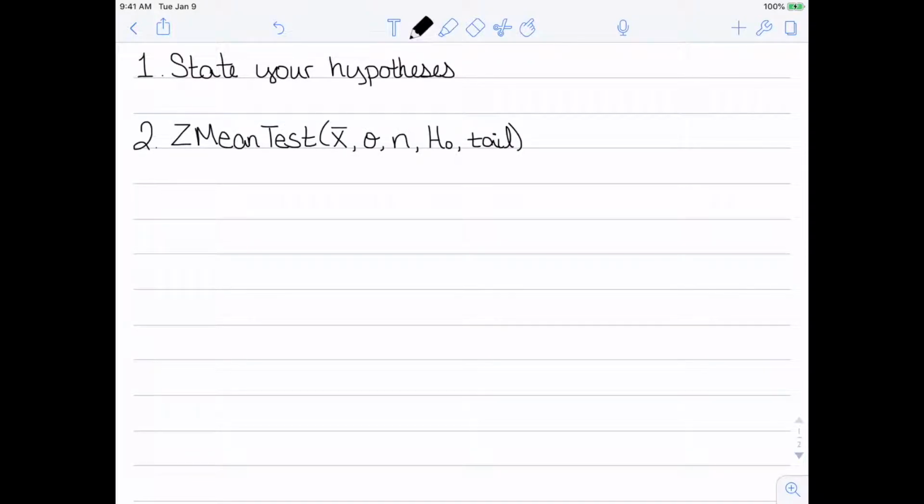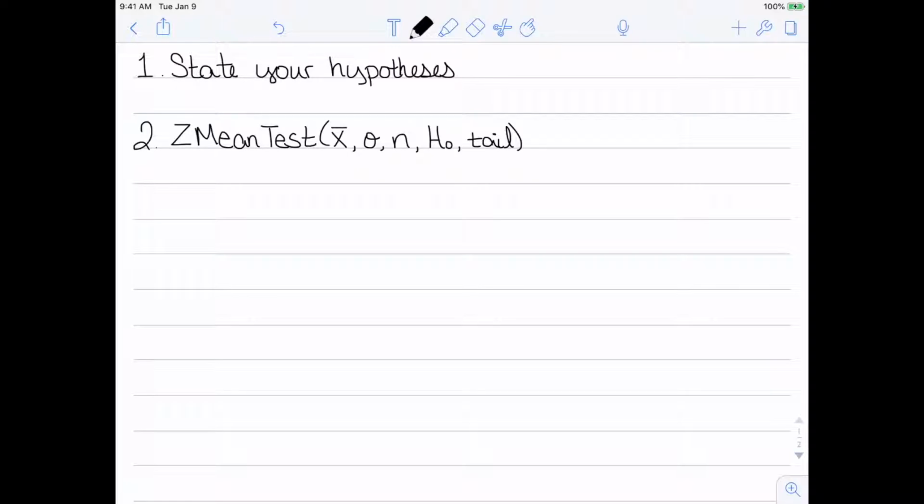Now that we have the basic idea of hypothesis testing, let's look at actually performing a hypothesis test. There's going to be three main steps. Step one is going to be to state your hypotheses. So we need to actually figure out exactly what H0 is and exactly what HA is. The next thing is to actually calculate the p-value. And there's going to be several different ways to do that.